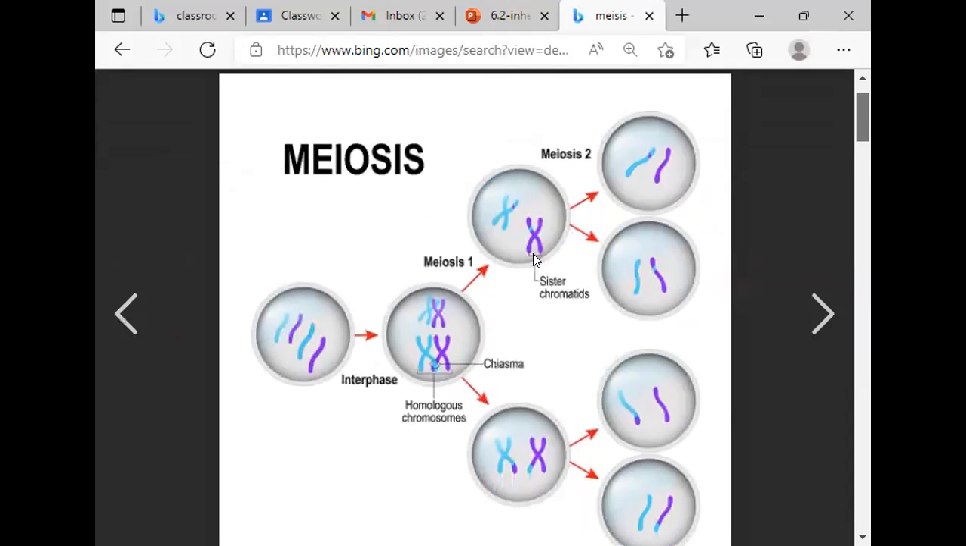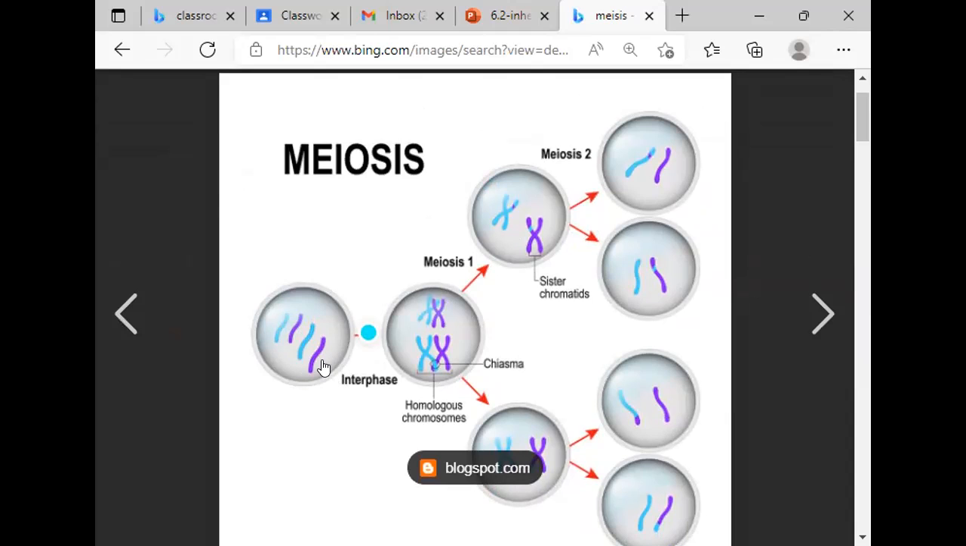In meiosis, let's start with the diploid cell, right? Your chromosomes are in two different colors. Let's assume the purple ones came from the mother and the blue ones came from the father. Then you have a complete set of chromosomes that will separate. Does that make sense?